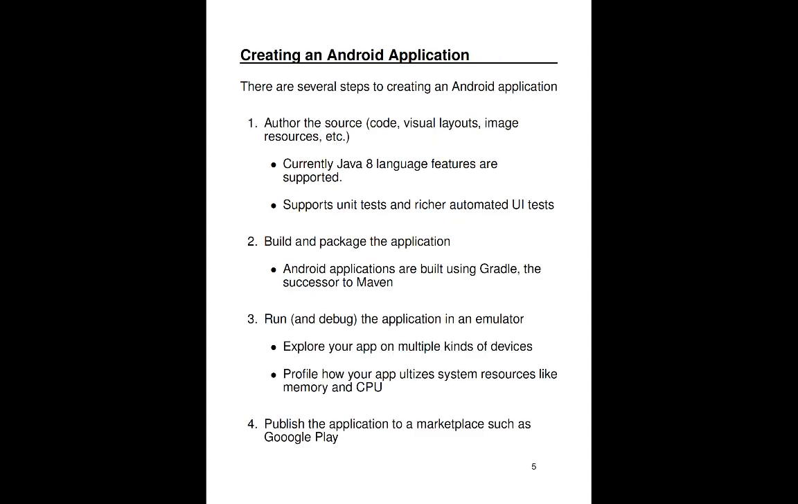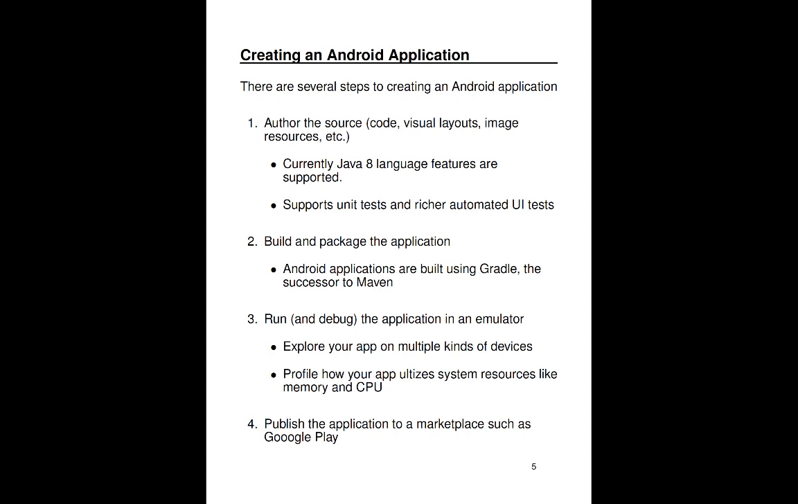So what does it take to create an Android application? Well, there are several steps. First, you need to write the code. So this consists of source code of the application and also the visual layouts. Almost all Android applications have some image resources, icons, pictures, startup screens, things like that. Android development is supported on several languages, but the primary one, and probably the one that's best supported, is the Java 8 language.